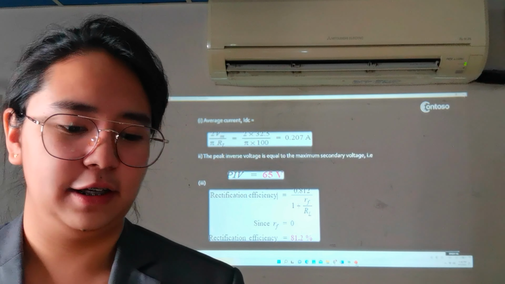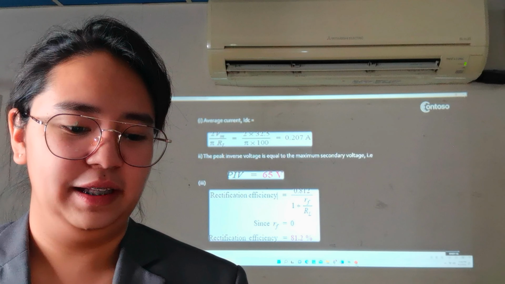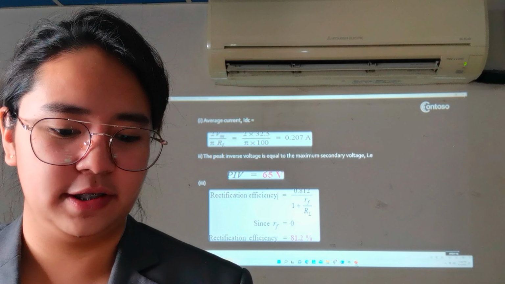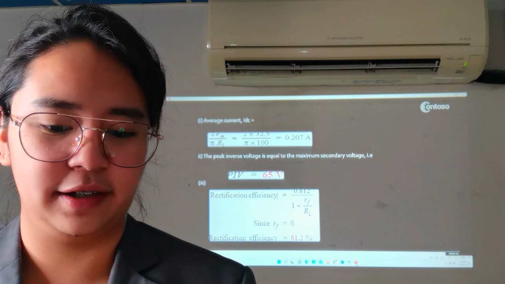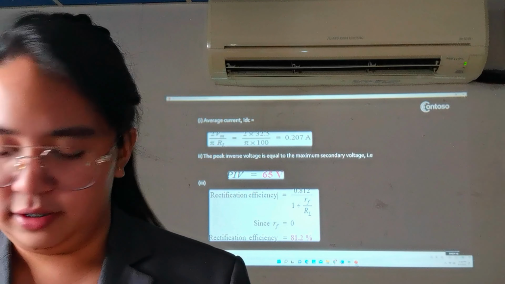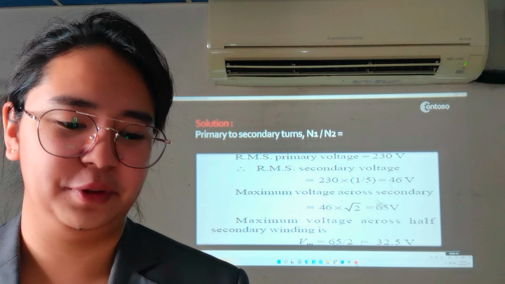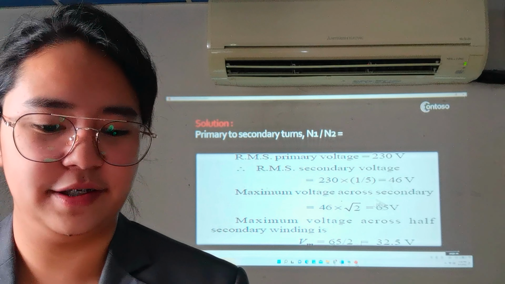The DC, how to get the average current DC, and the peak inverse voltage is equal to the maximum secondary voltage. And the solution, primary to secondary turns.